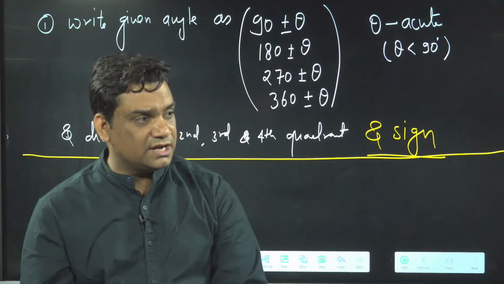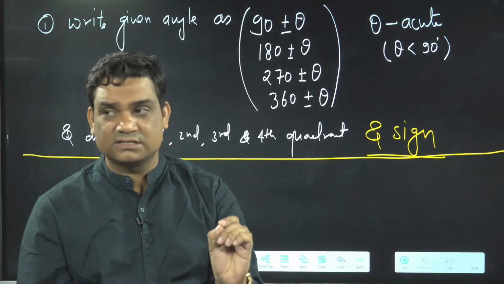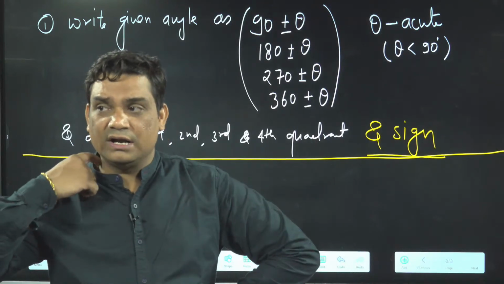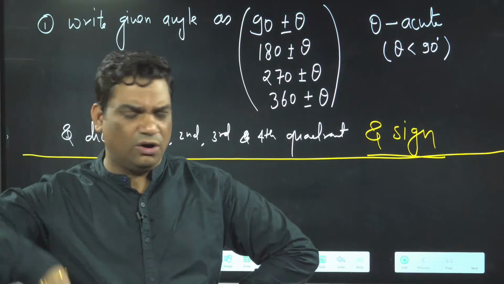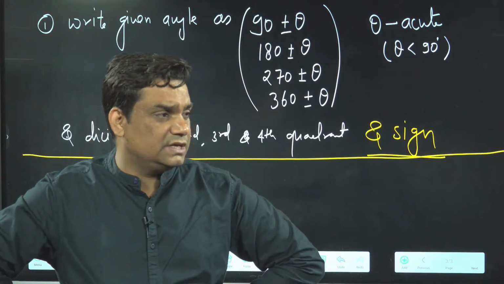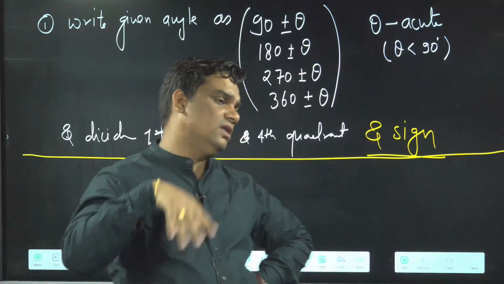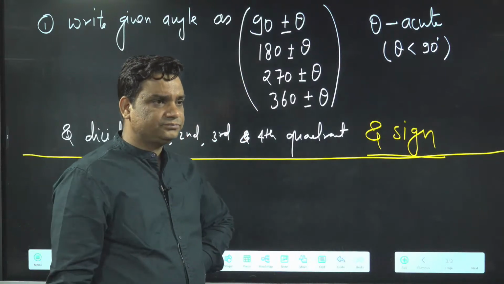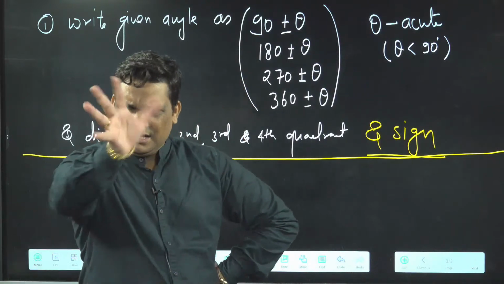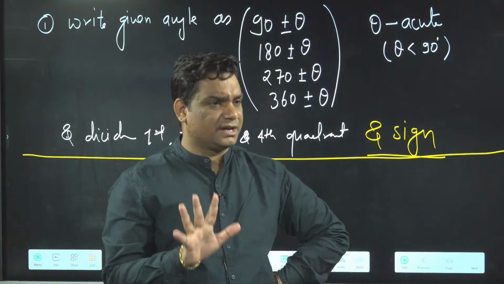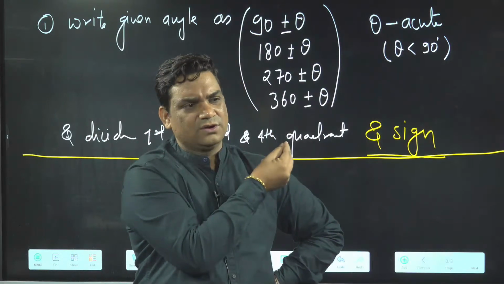If it is in the second quadrant, only sine is going to be positive; in the third quadrant only tan and cot are going to be positive; in the fourth quadrant cos and sec; and in the first quadrant all are going to be positive. Clear? There is a reason for all these things. We are not interested in the reason, we are interested in how we are going to use this.